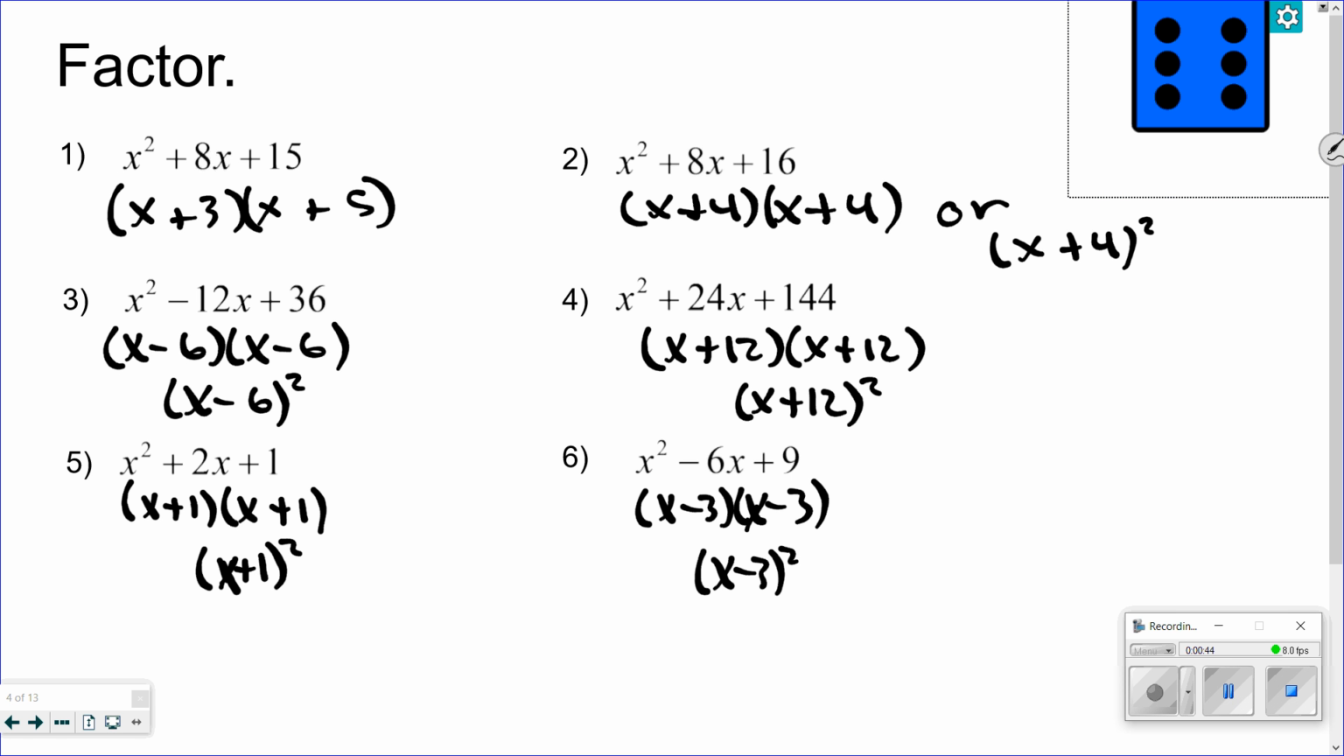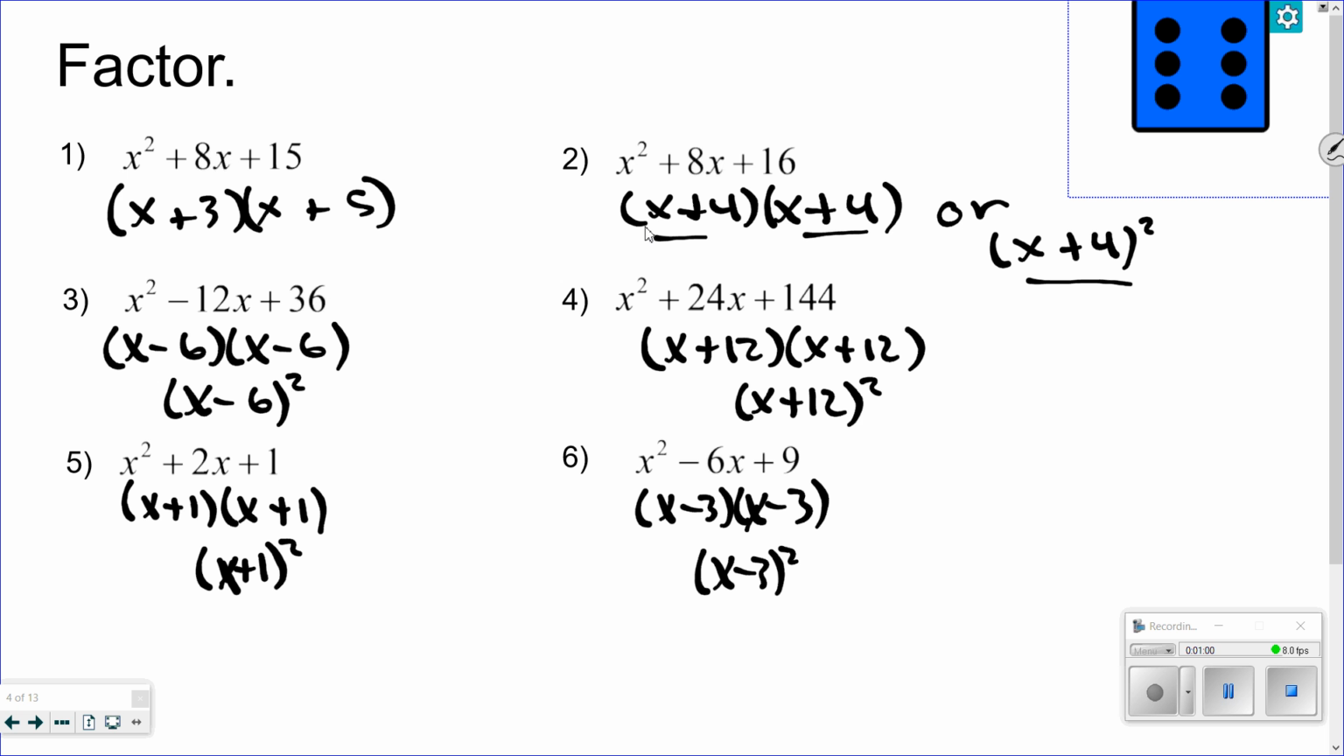All right, just double check these with what you got. The factors of 15 that add up to 8 are 3 and 5. So x plus 3, x plus 5. Factors of 16 that add up to 8 are 4 and 4. So you can write that as x plus 4 times x plus 4, or x plus 4 squared.